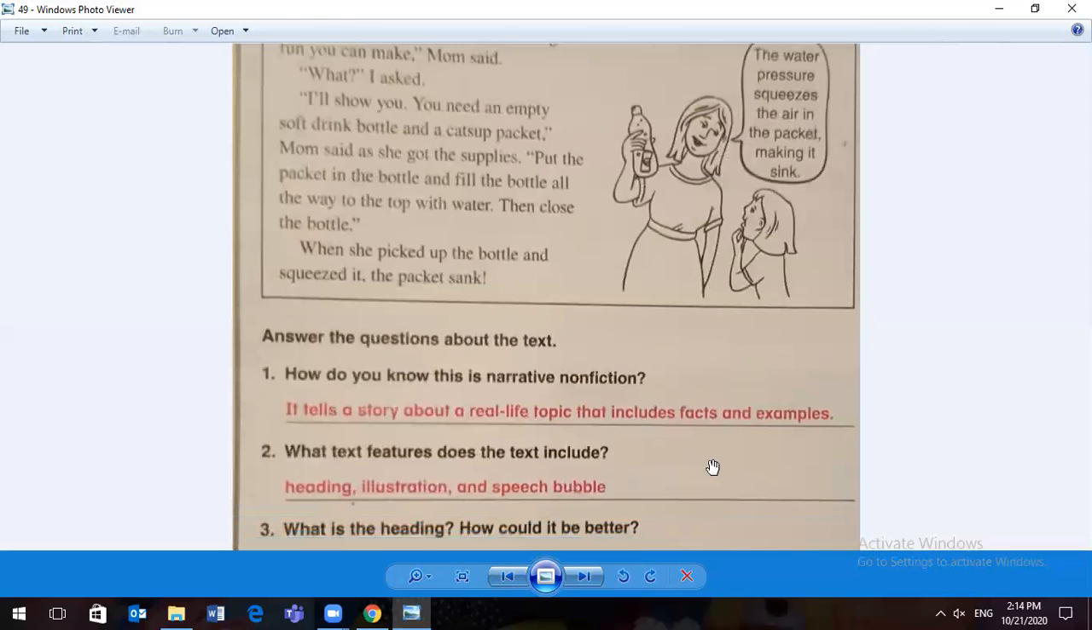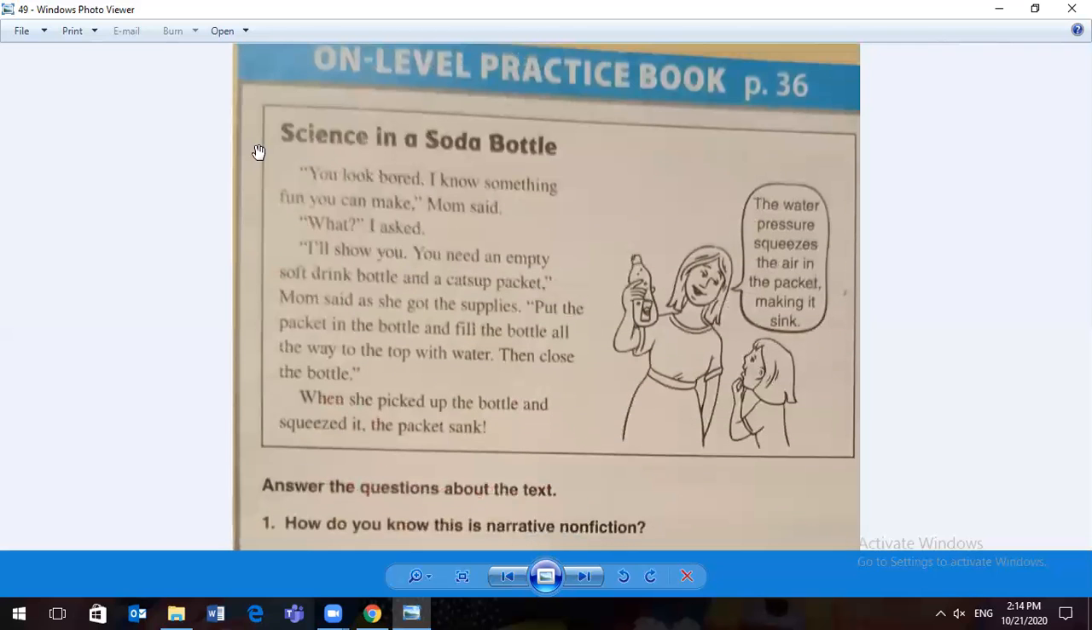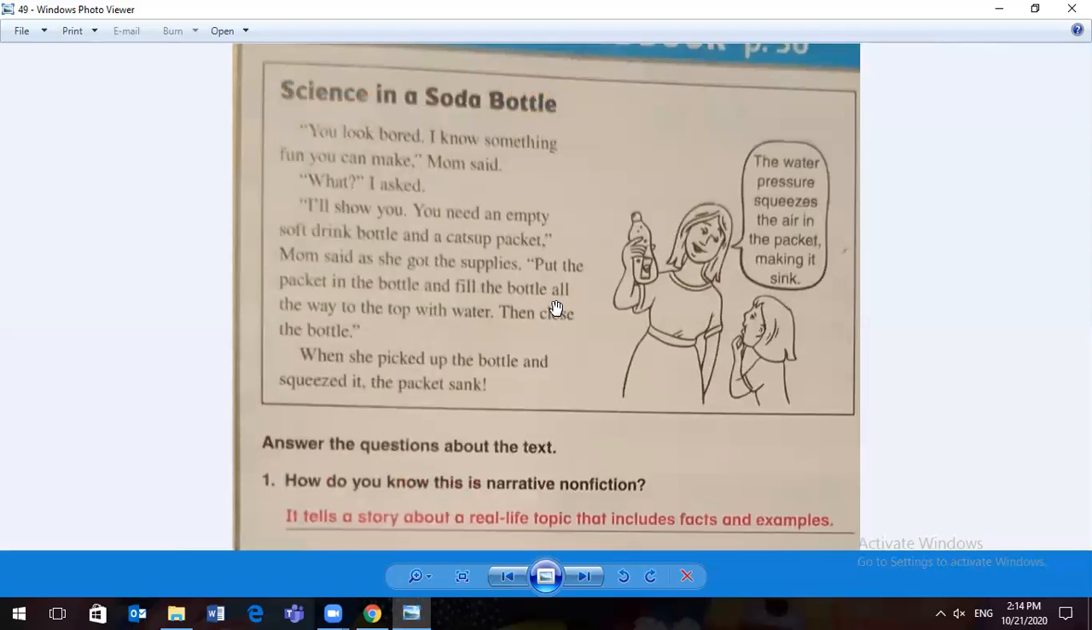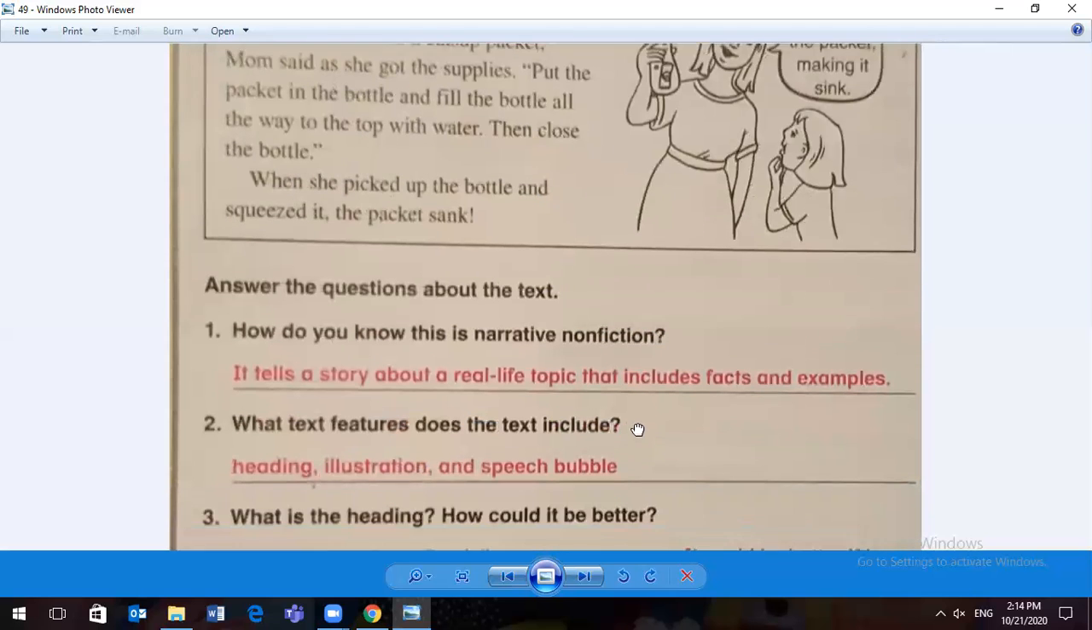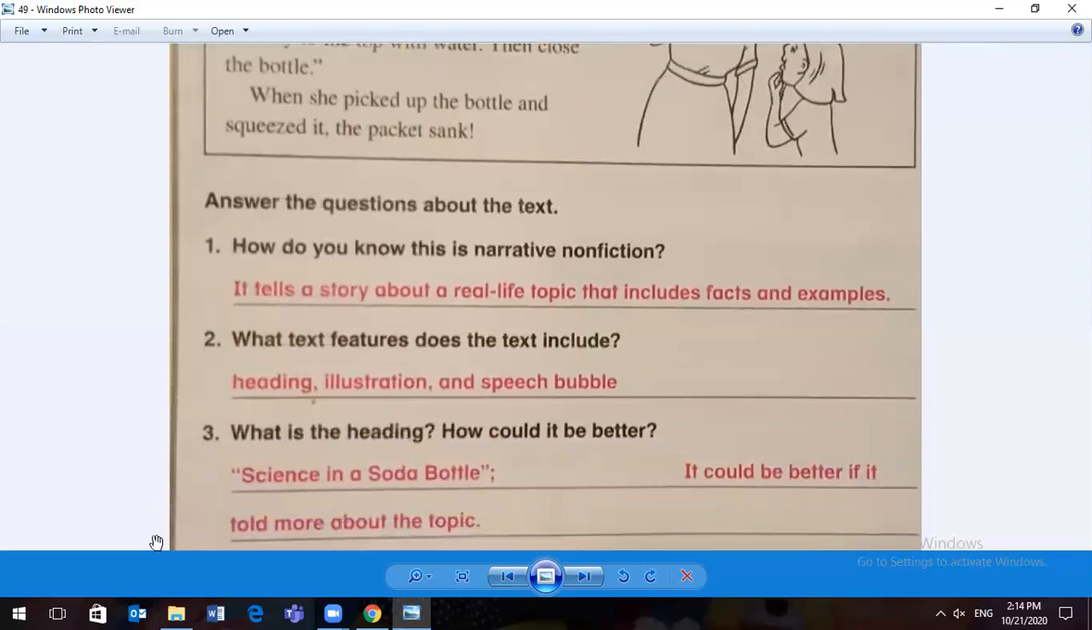Next question. What is the heading and how could it be better? Okay, the heading is called Science in a Soda Bottle. This is our heading right here at the top. It's written in bold print. And what could make this heading better is if it gave us more information about the topic, okay? So the answer to our first question, what is the heading? Science in a Soda Bottle. How could it be better? It could be better if it told more about the topic.